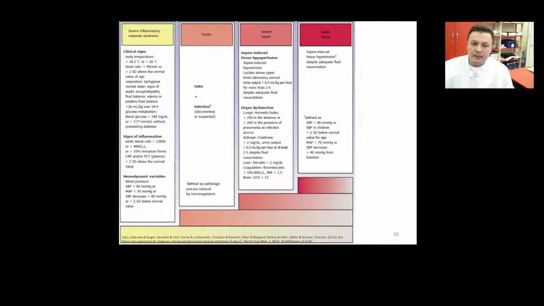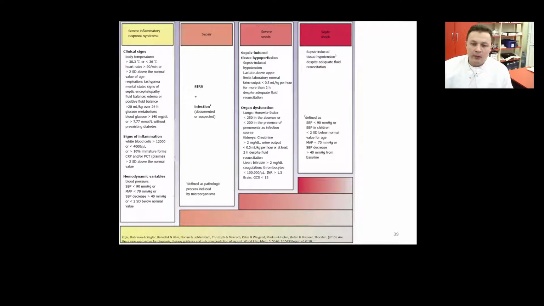Sepsis is defined as a systemic inflammatory response syndrome with proven or probable infection of bacterial, fungal, and viral origin. Severe sepsis is characterized by the additional existence of organ dysfunction, while septic shock is defined as sepsis together with the failure of the cardiovascular system to sustain adequate tissue perfusion.